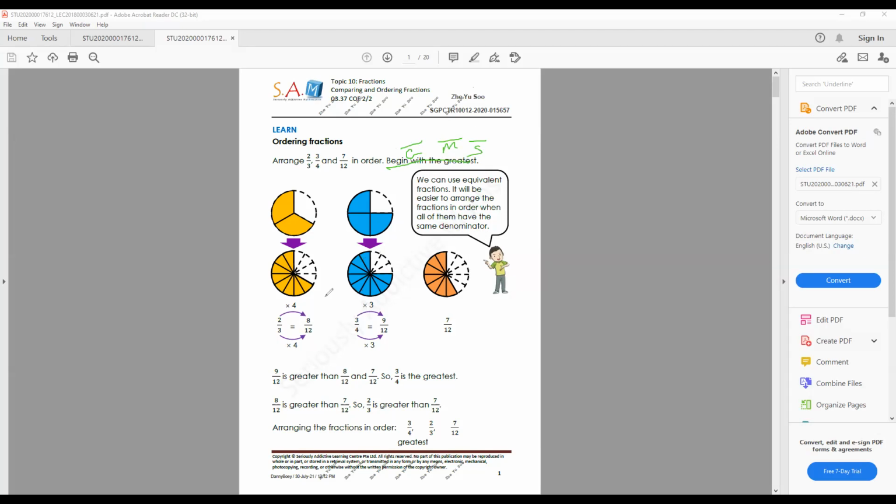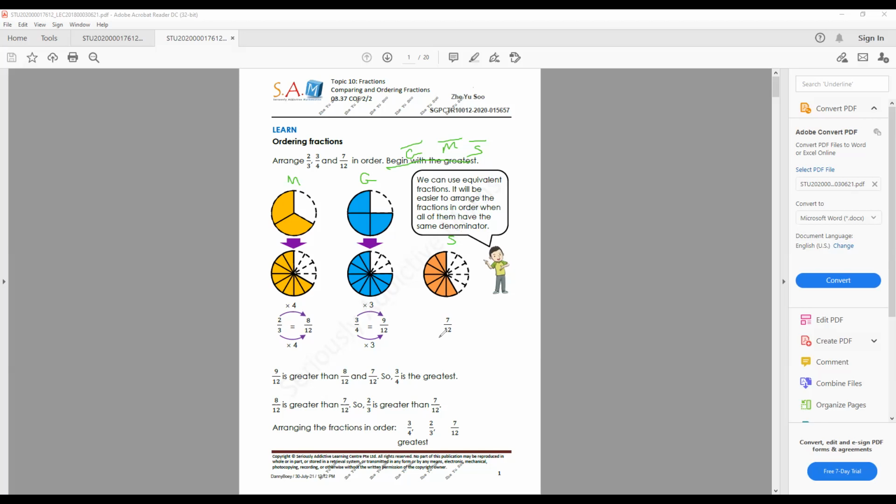So let's take a look at the fractions. If you compare by size, this is 2 out of 3 parts. This is 3 out of 4 parts. And this is 7 out of 12 parts. Now, if you just look at it visually, which is the greatest? Which covered the most area? Which is the most area that is colored? This one. And what would be the middle one? This one, visually. And what would be the smaller one? This one.